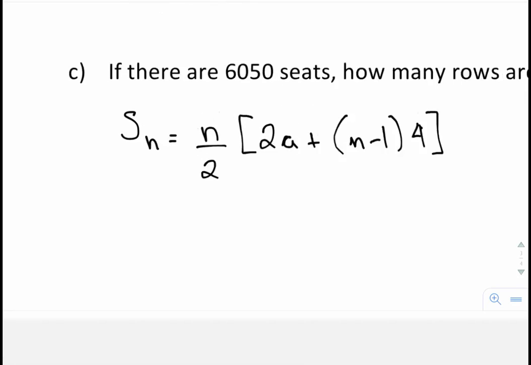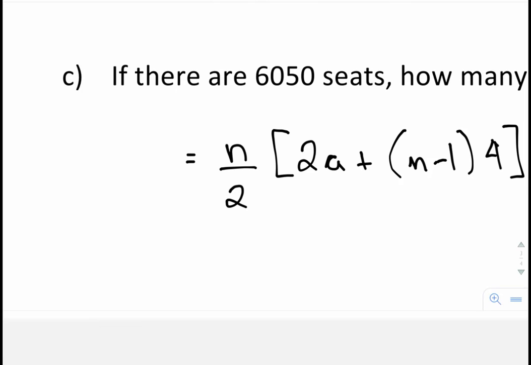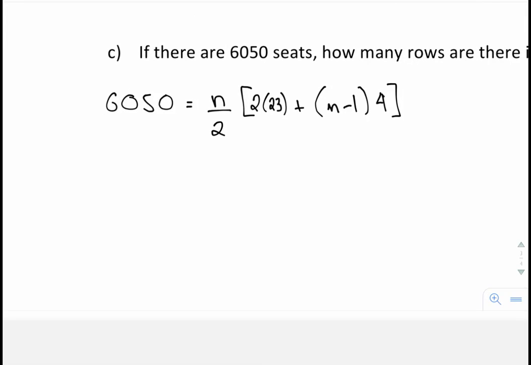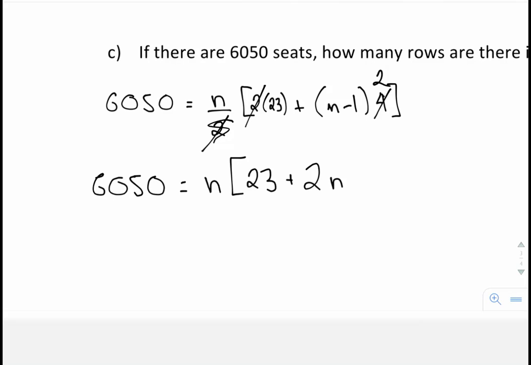What am I going to do here? I know that my sum is 6050. I know my a value is 23, so that's 2 times 23. And I know my d value is 4. Let me start simplifying my expressions. First off, I notice that this 2 divides this term and brings it down to 2, so I get rid of my denominator and I'm left with 6050 equals n times 23 plus 2n minus 2. So I brought this 2 inside the brackets.